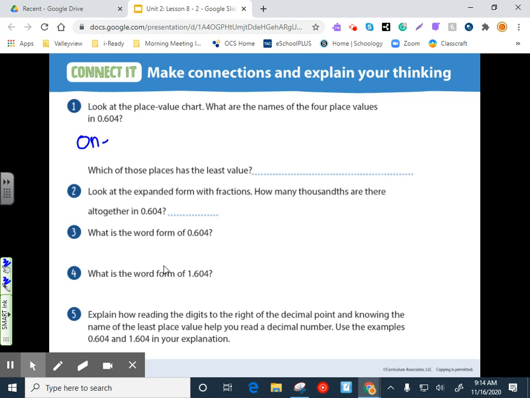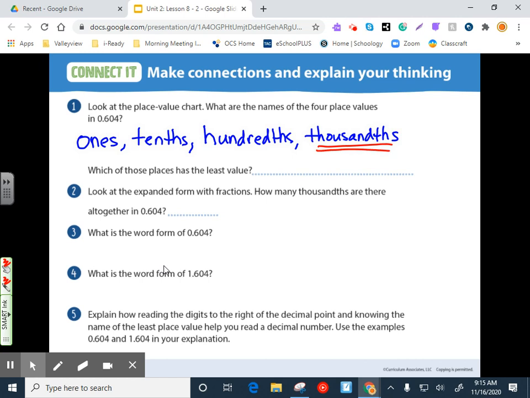Well, we use ones, tenths, hundredths place, and the thousandths place. Which of these places has the least value? That would be this one right here. Thousandths, because it's the farthest one to the right. So the farther you get away to the right of the decimal, the smaller it is.